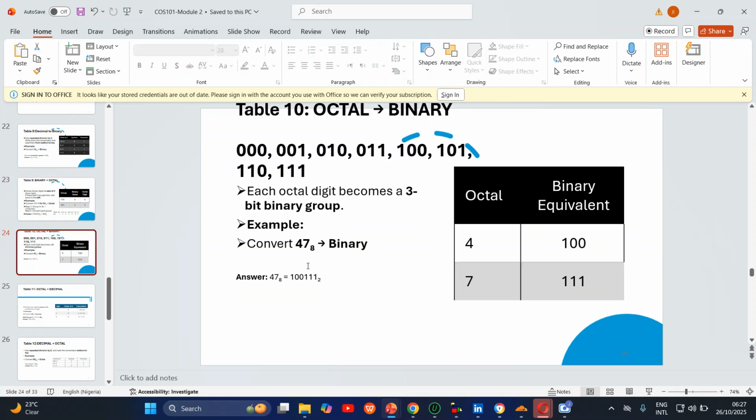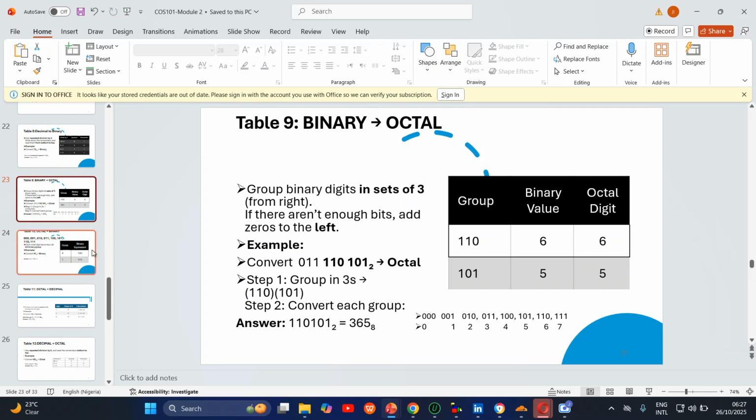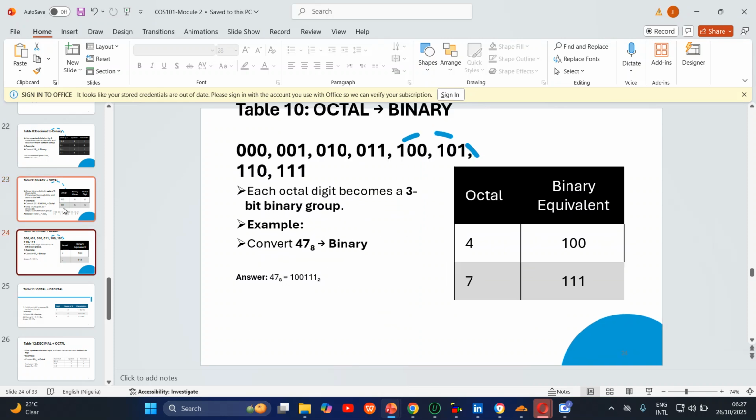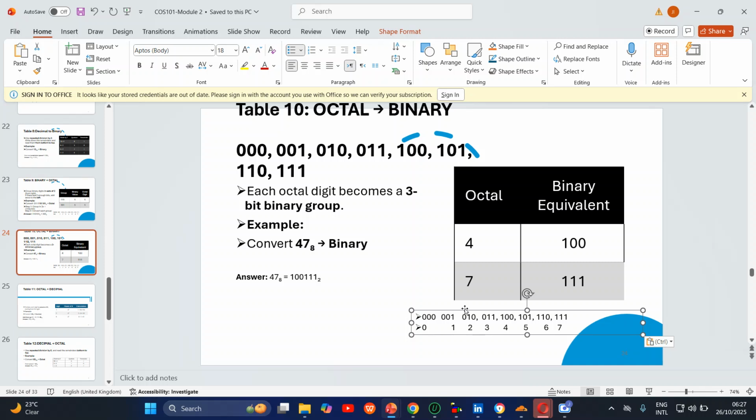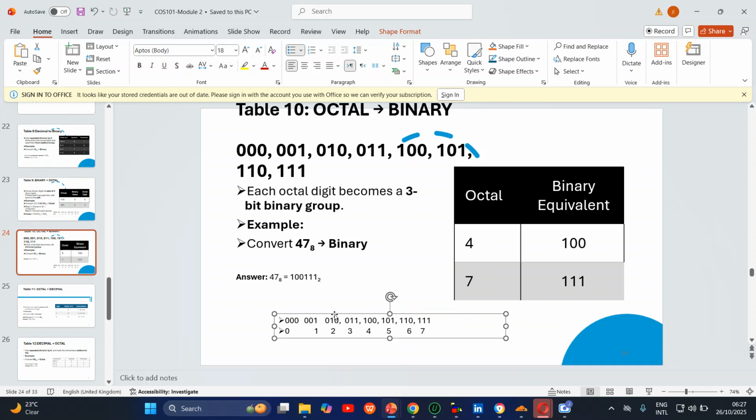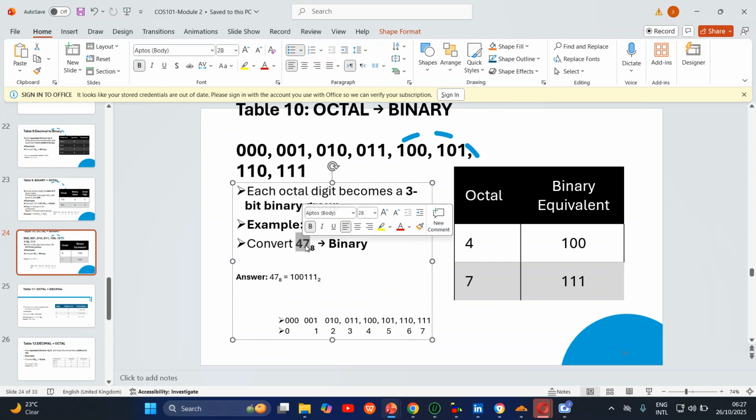I think we have done this one, right? Okay, we've not done this one. Octal to binary, the one we did was binary to octal, so let's do octal to binary. I have to convert 47 base 8 to binary. This is very simple. So what we'll do is separate the numbers like this. So 4, what is 4 in binary? 4 in binary is 100.